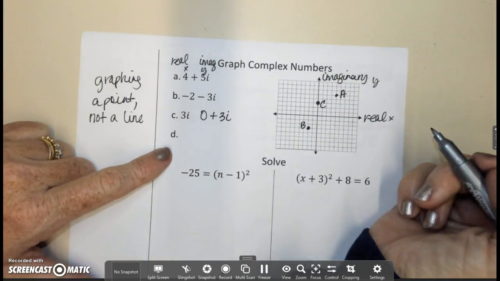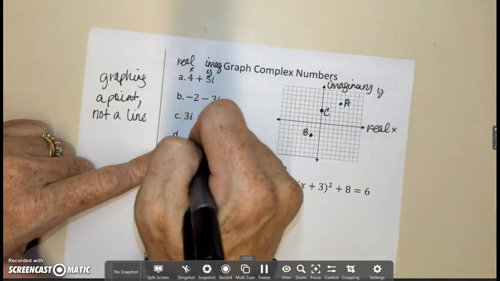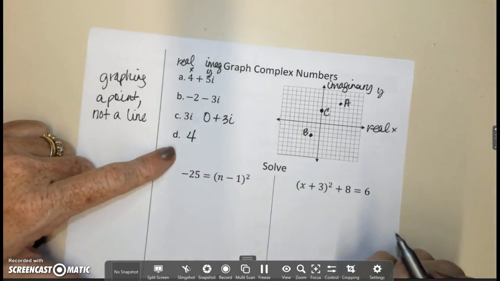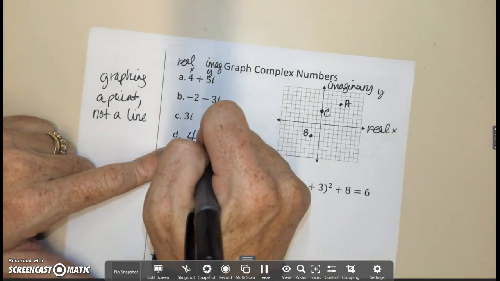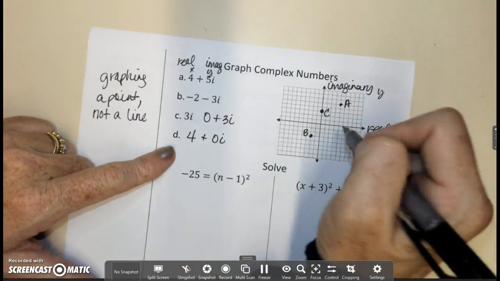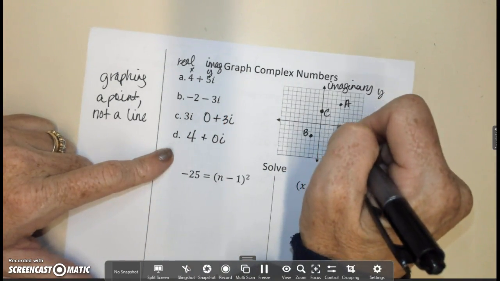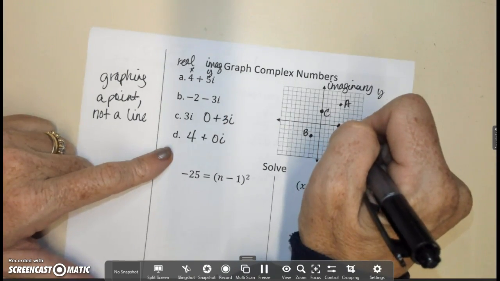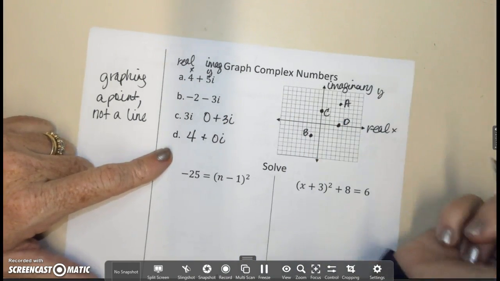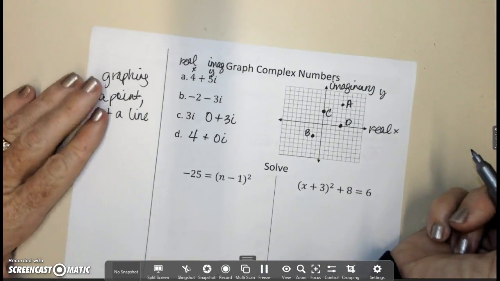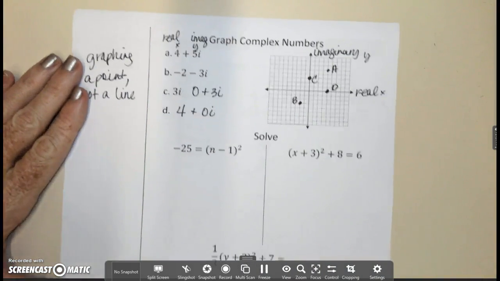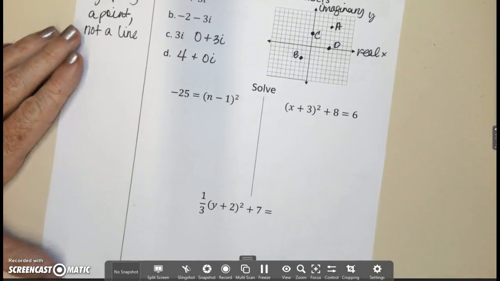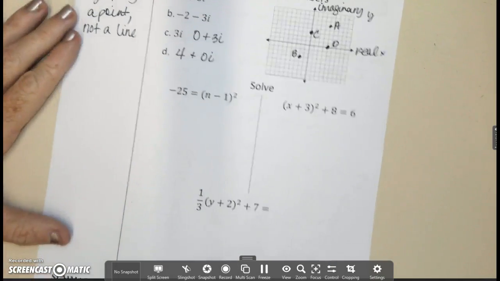So I would go 0 left or right, and then straight up to 3i. That's point C. And D was supposed to be 4. Got left off there. So that would really be 4 plus 0i. So I'm going to go over 4, 1, 2, 3, 4, and not up or down the imaginary axis because I don't have any value for that. Okay, so graphing them is super easy. Alright, so let's solve our last 3 equations and then we're done.